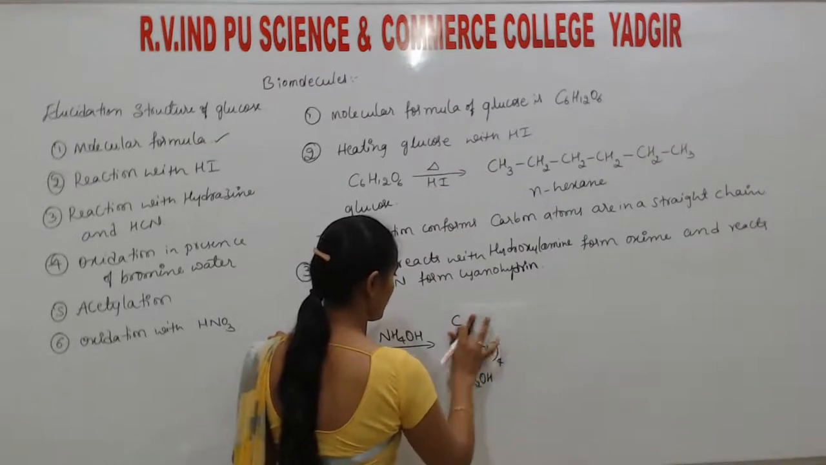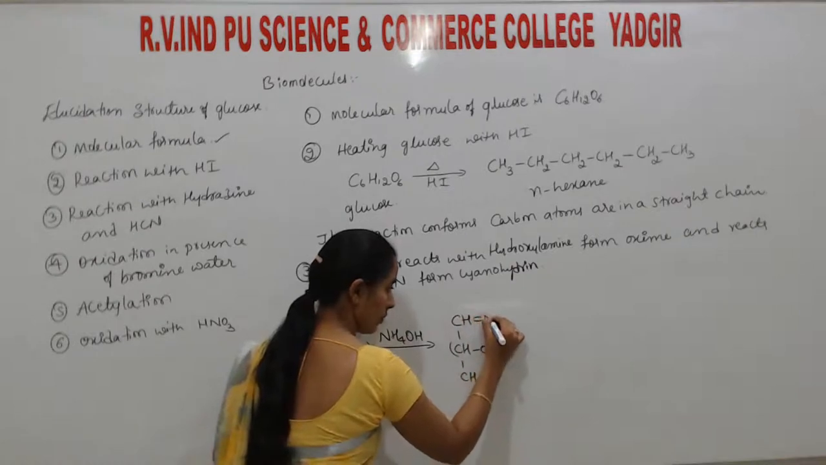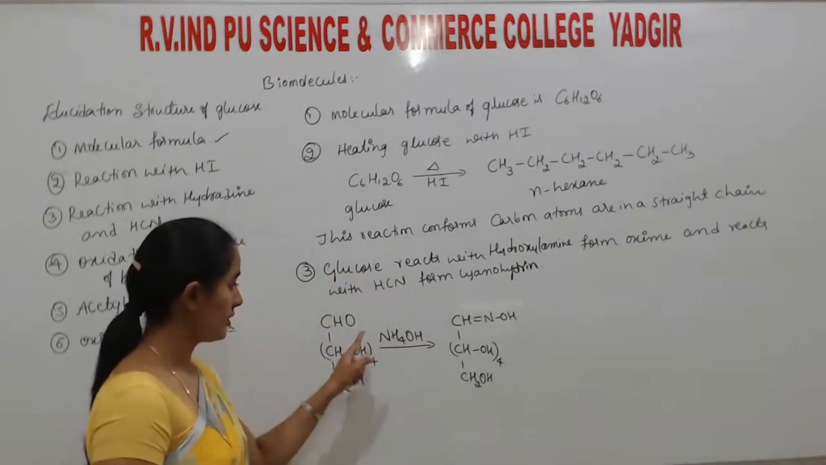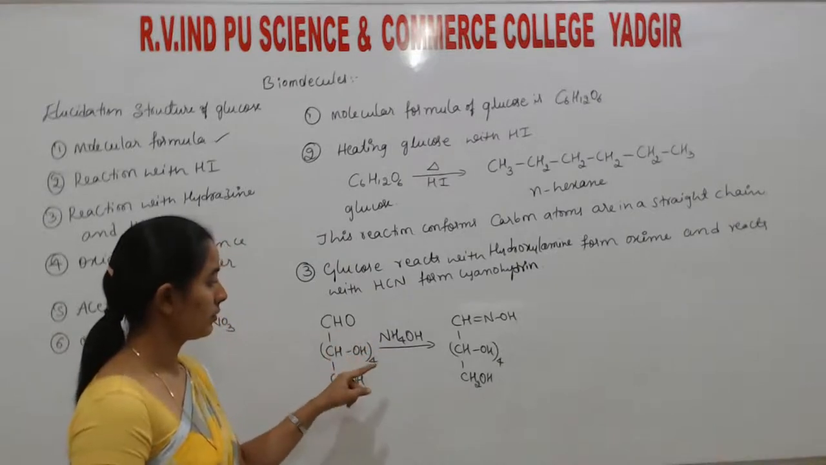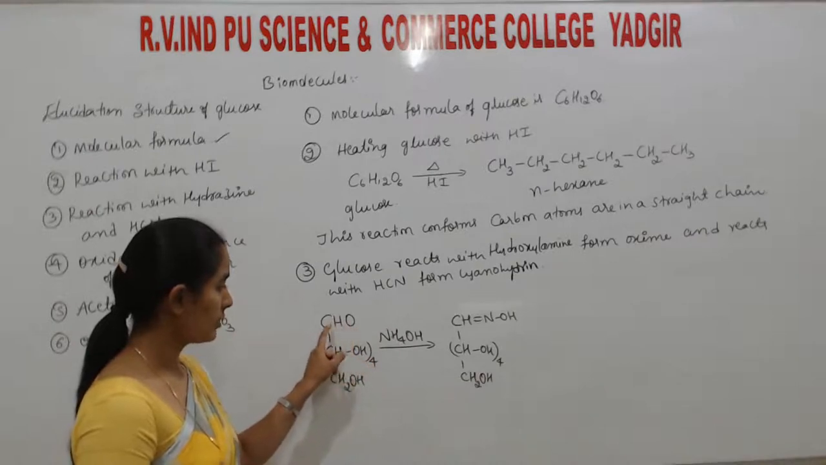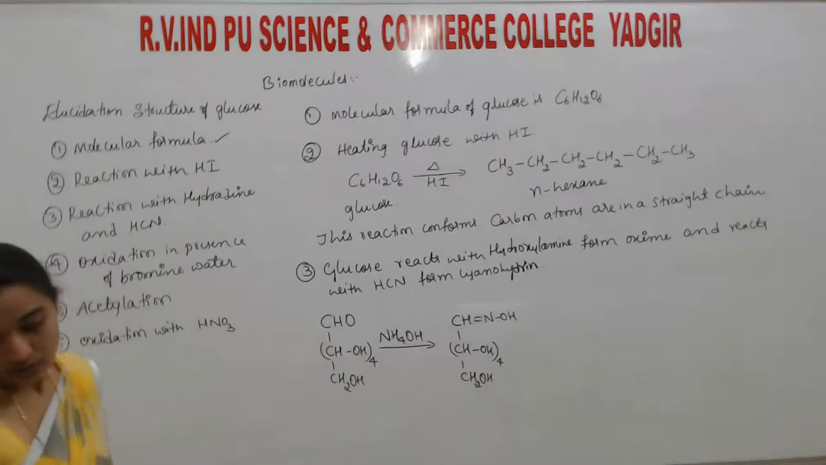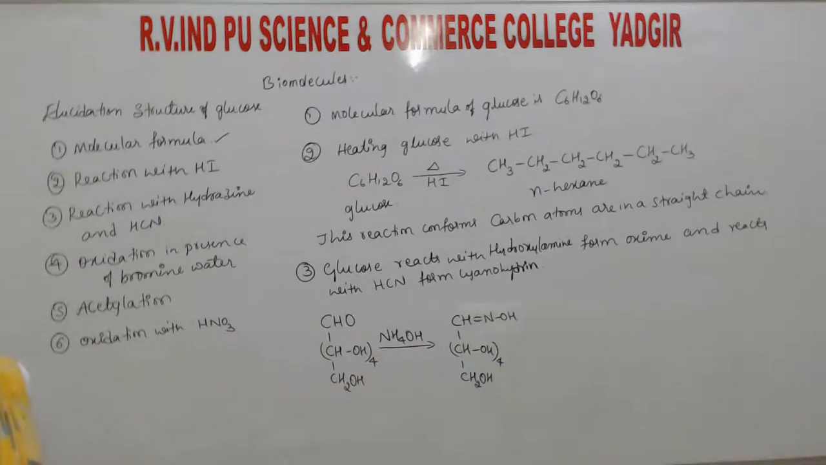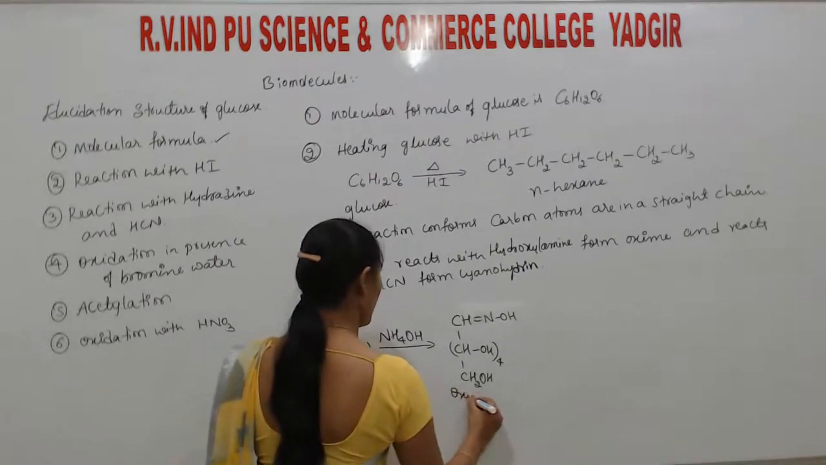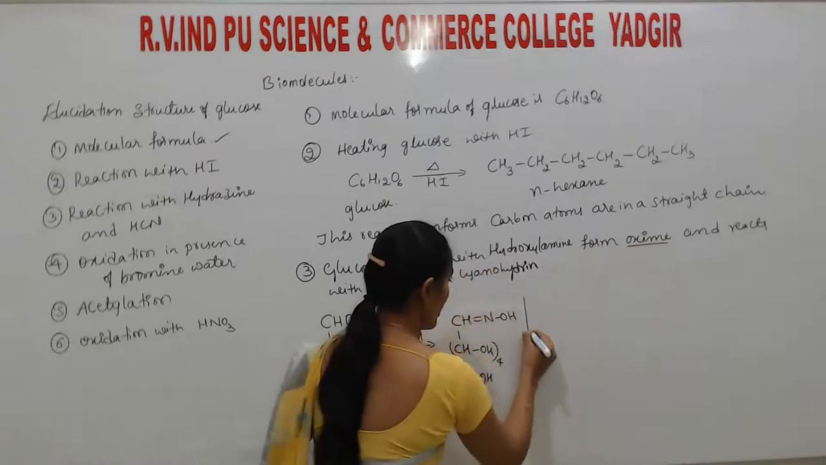So CH double bond NOH. H2O is removed from here, leaving here H2O. CH=NOH, and it is an oxime. This is oxime. This is one reaction.